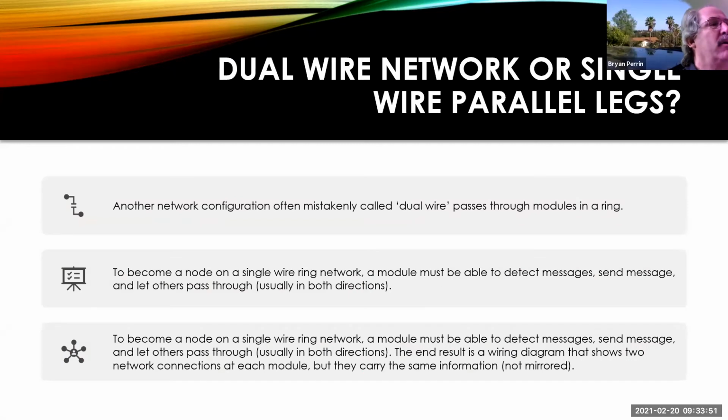So, dual wire network or single wire parallel legs. Another network configuration often mistaken is called dual wire, passes through a module in a ring. This is where we daisy chain a single wire network, where I have two wires going to the module, but we're connecting this module to this module, then this module to this module, then this module to this module in series. Daisy chaining. Single wire network, single wire communication, but we're plugging this module in, then going to the next module. Like those Christmas tree lights we had as a kid.